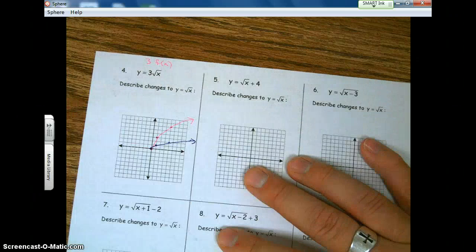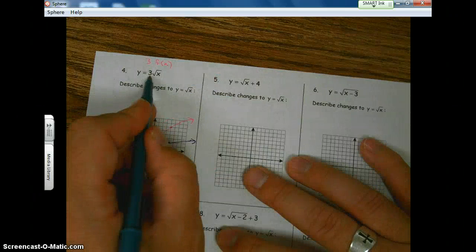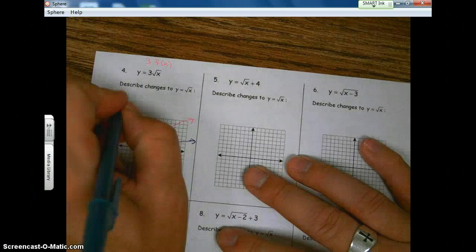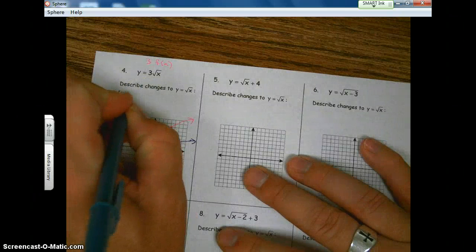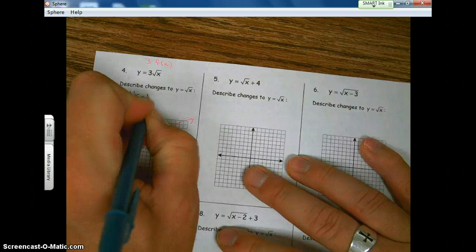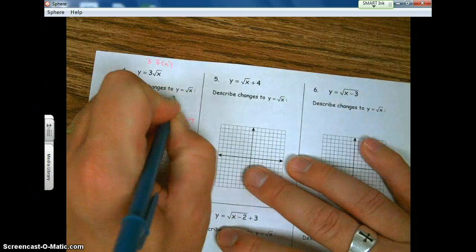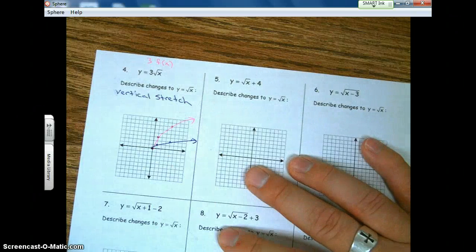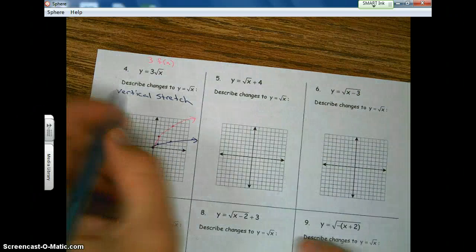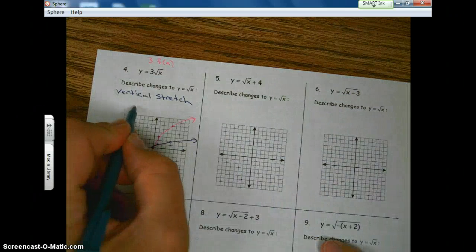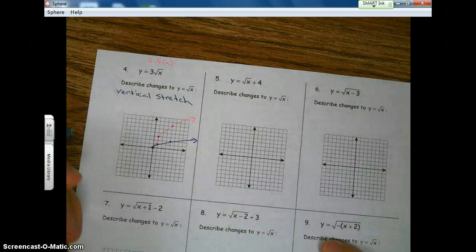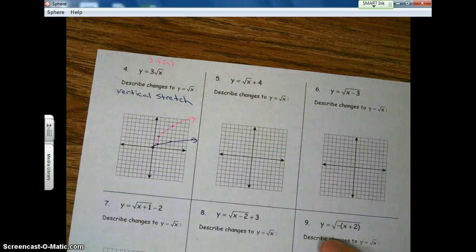And this is a what? This is an a value. It's greater than 1. So we have a vertical stretch. Or you could say it's dilated by a scale factor of 3. Okay, let's take a look at this one here.